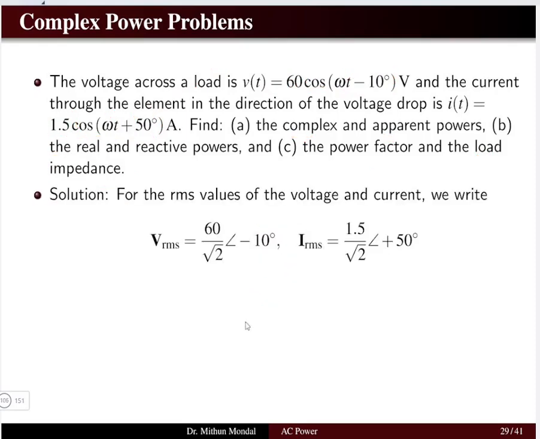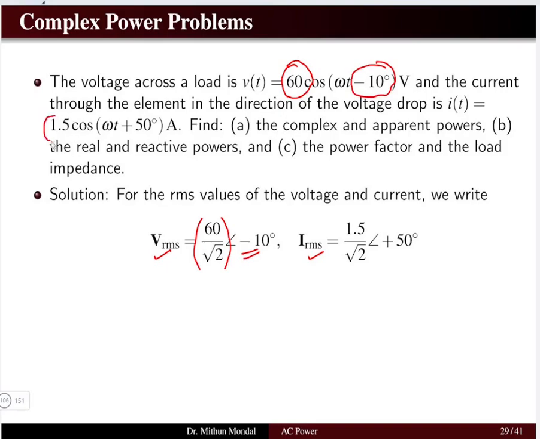Now understand, whenever you are dealing with AC quantities, as I have told in the lecture class also, you will always deal with the RMS value of the voltage and the RMS value of the current, because we do not deal with the instantaneous value or the maximum value or the average value. We deal with the RMS value in AC quantities. So we want to convert that into phasor format. We have 60 volt as the maximum value of the voltage, so 60 by root 2 will give you the RMS value of the voltage, where minus 10 degrees is the angle.